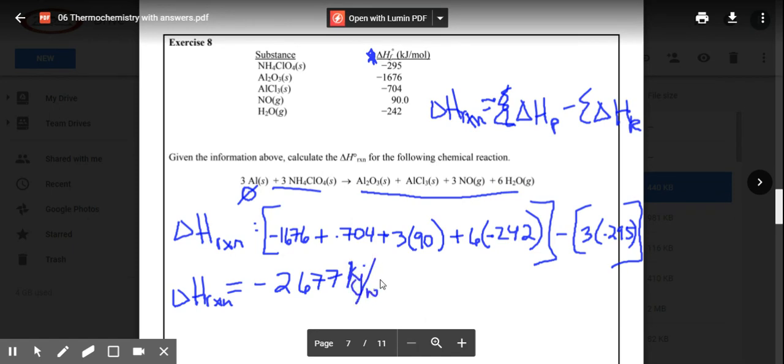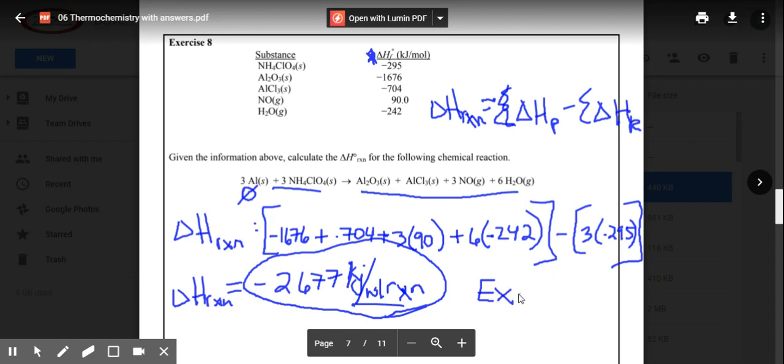per mole reaction. Don't forget to put your units at the very end, because they will not give you credit for a correct answer unless you have the correct units involved. So negative 2,677 kilojoules per mole reaction. And because I have a negative quantity there, that means that this reaction overall is exothermic.